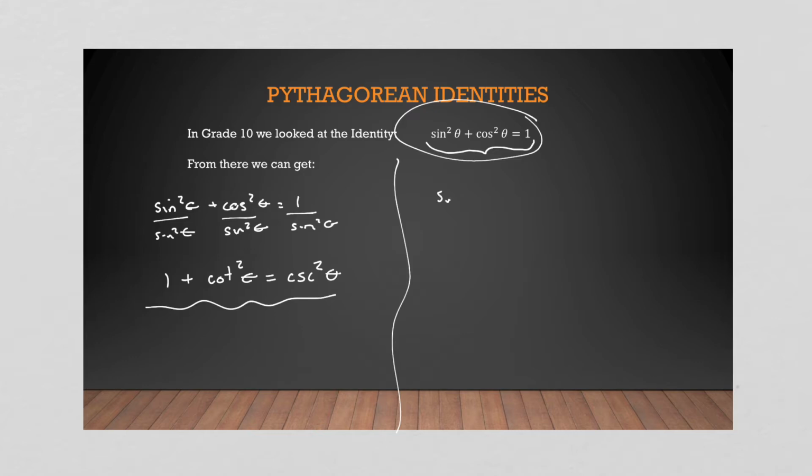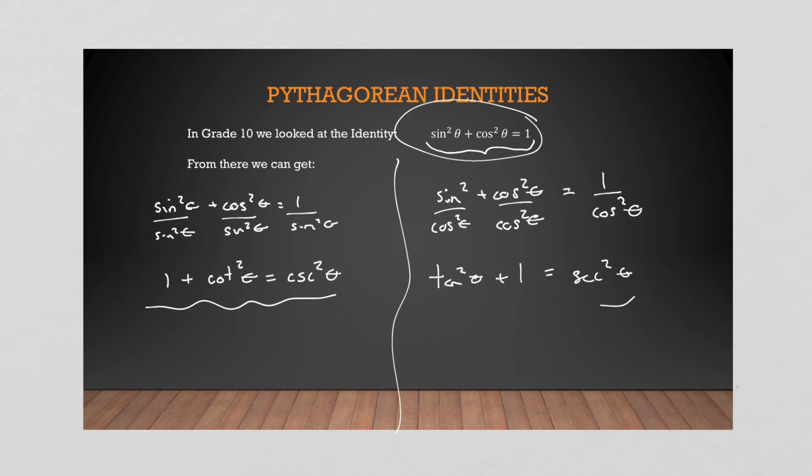Now we'll take that same starting point, and you can imagine what we're going to do here. Rather than divide by sine squared theta, we're going to divide everything by cos squared theta. So in this scenario, we end up with the identity sine squared over cos squared gives us tan squared theta, plus 1 equals secant squared theta. So now we have two more what we call Pythagorean identities.